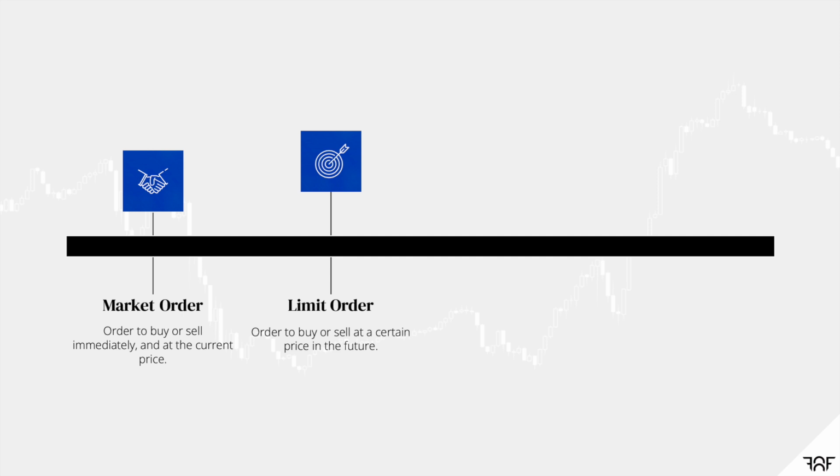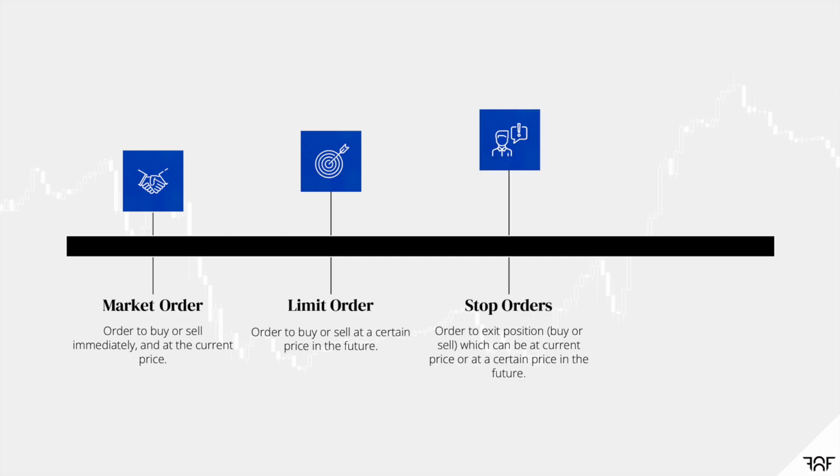The third type of order is known as a stop order. A stop order will exit the current position at the current price or at a certain price in the future. Unlike market and limit orders, stop orders are used explicitly for exiting a position and cannot be used to enter a position. They are designed to help the trader determine risk and profit levels, both of which are crucial when developing a plan.